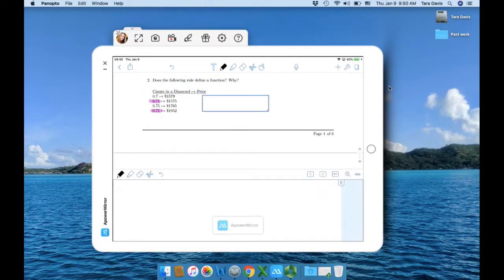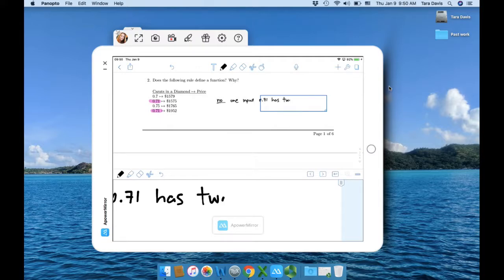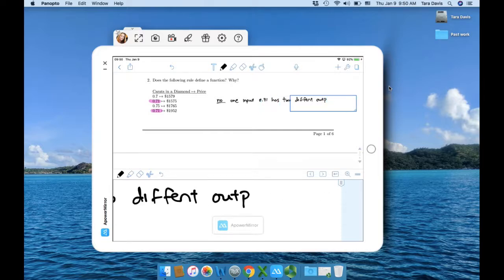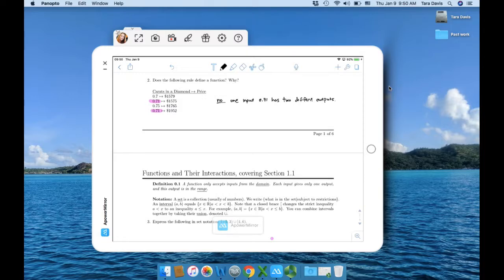And what we can notice in this example is that a 0.71 carat diamond has 2 different prices. So what we can say is that no, this is not a function because one input, or x value, of 0.71 has 2 different outputs. One of the 0.71 carat diamonds costs $1,575, and another of the 0.71 carat diamonds costs $1,952. So basically, we could not answer the question, how much does a 0.71 carat diamond cost? That's a way to see that this is not a function.